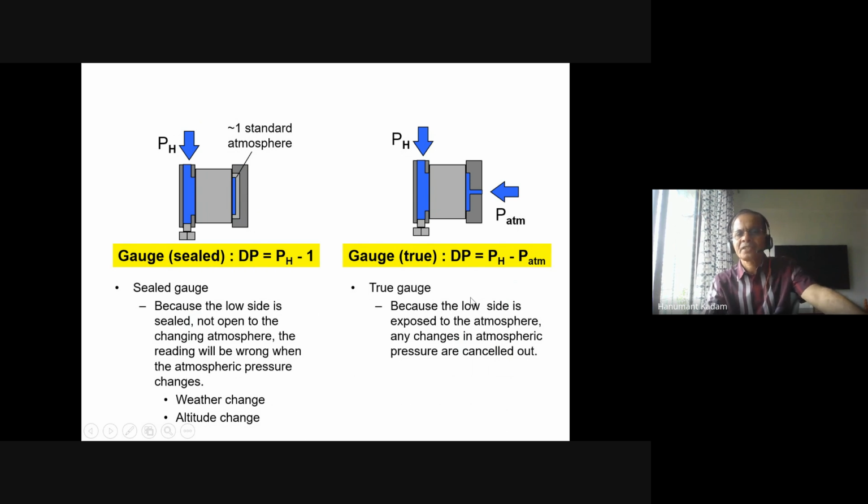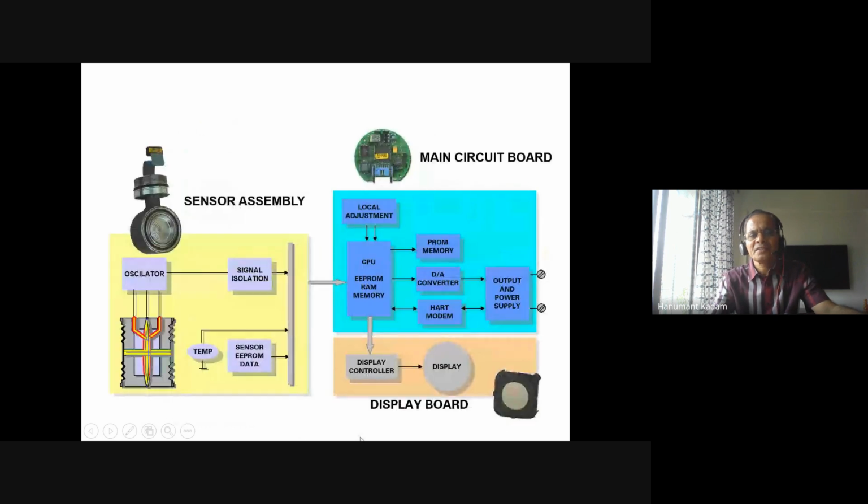Gauge, as I told, true. This is the gauge true, gauge seal. So I'm just keeping that to understand gauge and absolute. In the gauge pressure, you have it open to atmosphere, but in absolute, it is a vacuum. That's all. So here in this picture, the sensor assembly is shown.